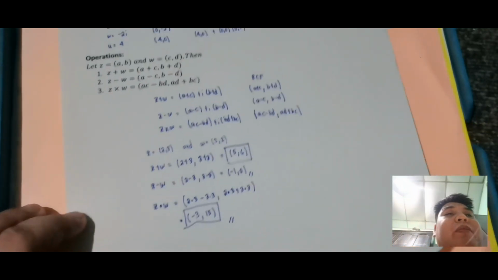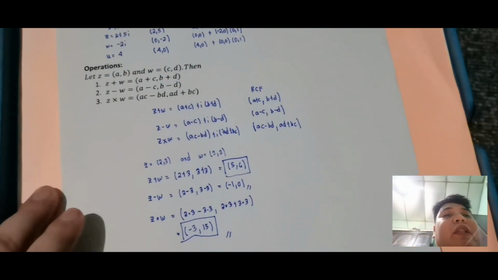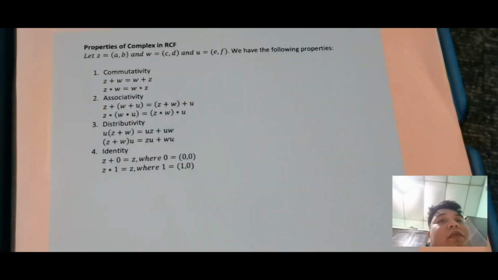Okay, so proceed tayo sa mga further properties pa ng ating complex number in rectangular coordinate form. Okay guys, so let's have further properties of complex number in rectangular coordinate form. So magde-derive tayo ng mga properties na using rectangular coordinate form. So let Z is equal to (A, B), W is (C, D), and U is (E, F). We have the following properties. Number 1, commutativity. So Z plus W is equal to W plus Z. Okay, so tama naman yun. Next is Z times W is equal to W times Z. Okay, so commutative yan. Commutative yung addition, commutative yung multiplication.